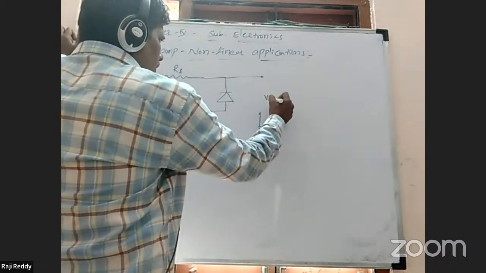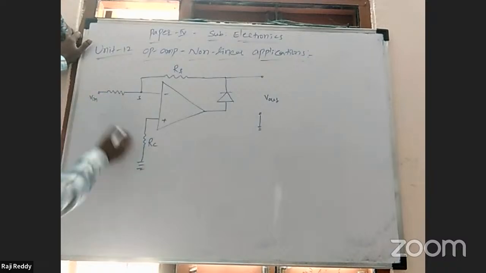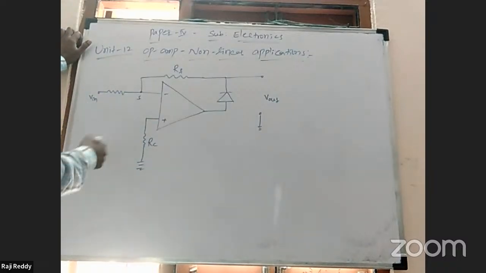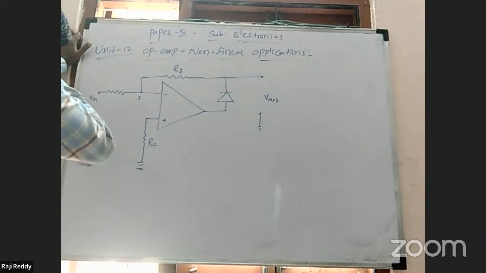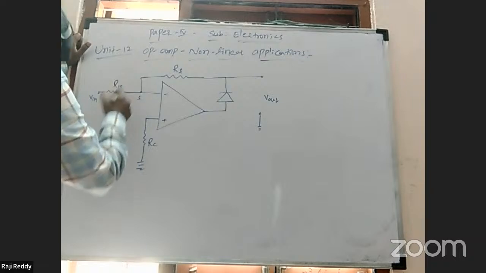This is V out. Here this is V in. One thing is ground. These two different connections are V in. Better you can say this is R in.